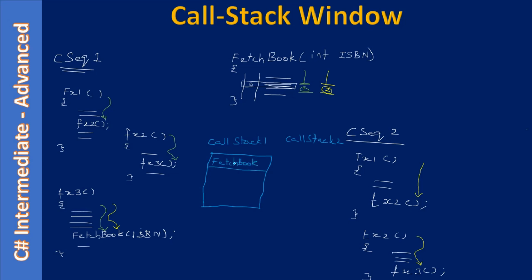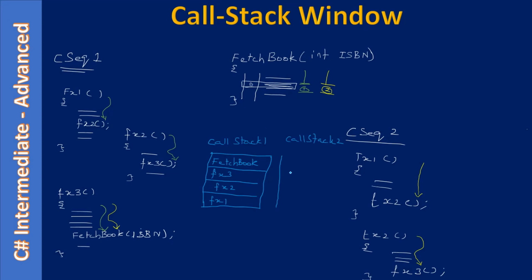Then in the call stack you can see fetchBook is called by fx3. fx3 is called by fx2. And fx2 is called by fx1. So here is the call stack window for the first sequence.